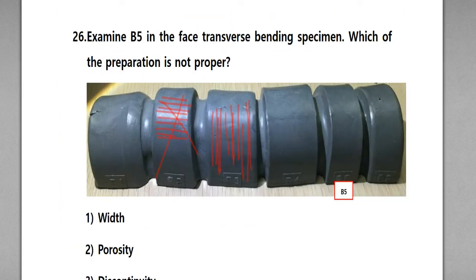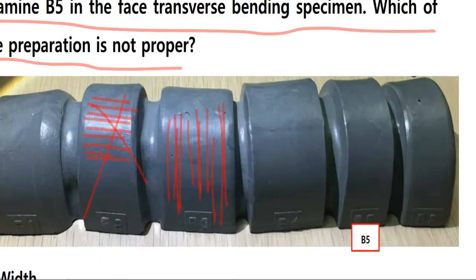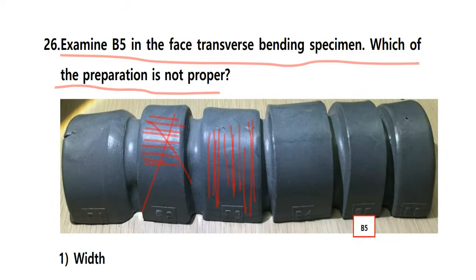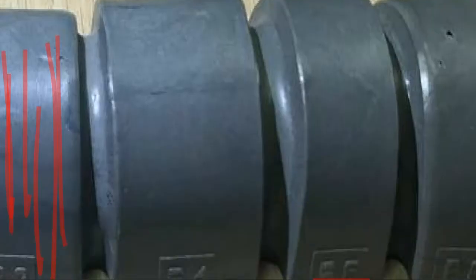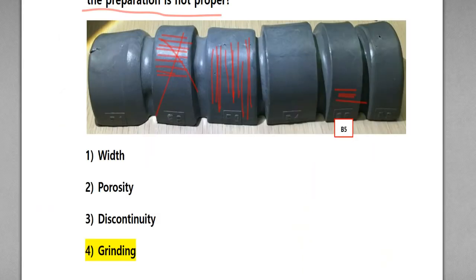So, a simple question: examine B5 in the face transverse bend specimen. Which of the preparations is not proper? So B5: here you are not able to see the grinding direction, but it is like this way, so the grinding direction is not acceptable.